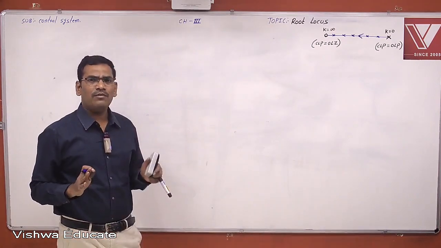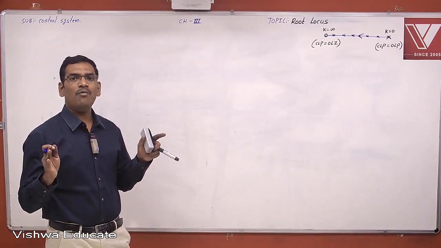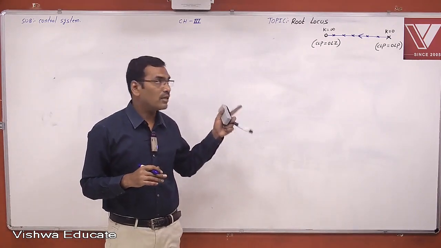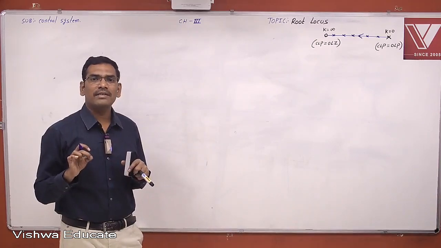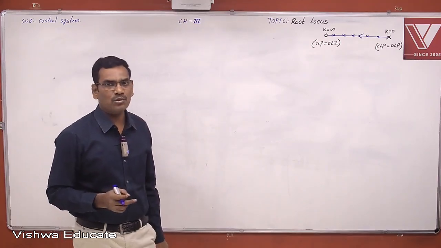Now I want to find one important point. What should be the link between open loop and closed loop? Because now I am taking an open loop transfer function to draw the root locus diagram. What is the link between open loop and closed loop control system?